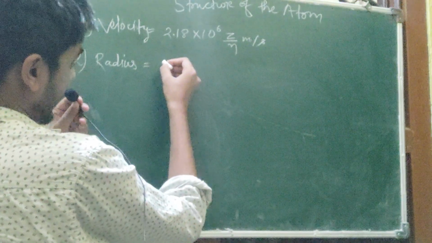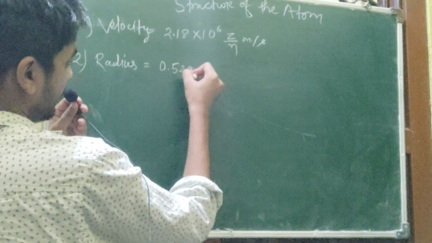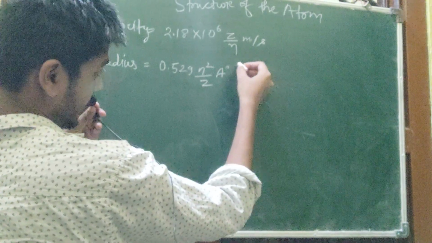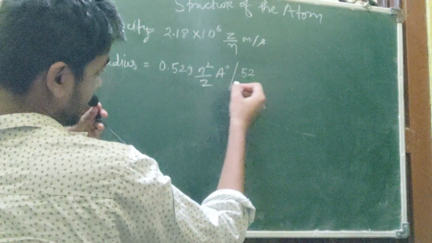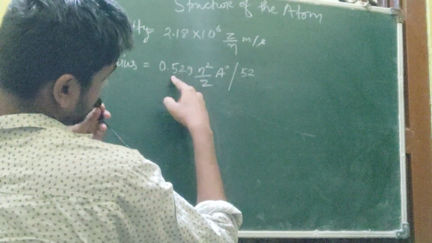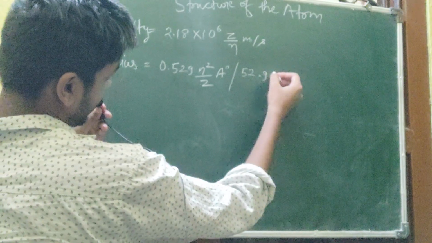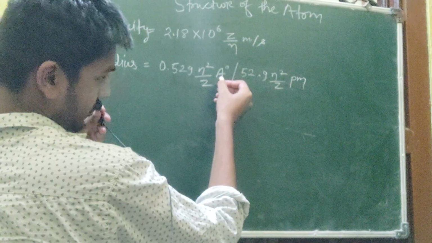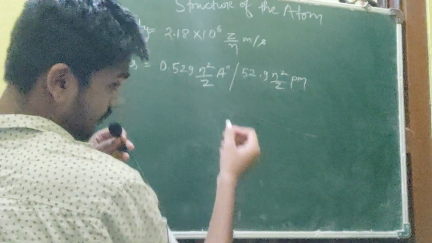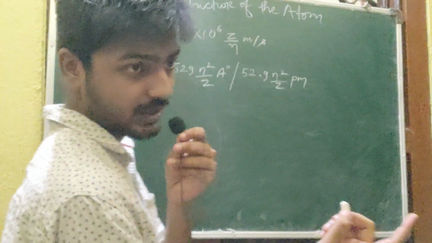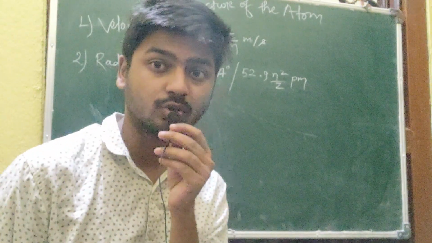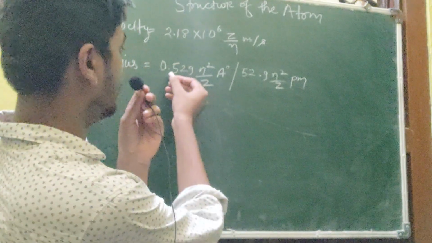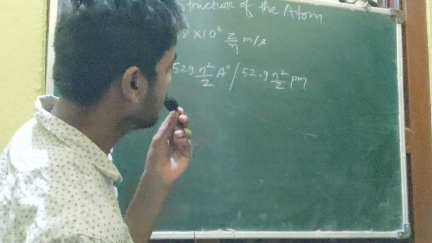We will discuss radius in angstrom, that is 0.529 n square by Z angstrom. You can also convert this into picometer. That is 52.9 n square by Z picometer. An angstrom is 10 to the power minus 10 meter, and you know that a picometer is 10 to the power minus 12 meter. Then there is a difference of two zeros, so the decimal point shifts two places.